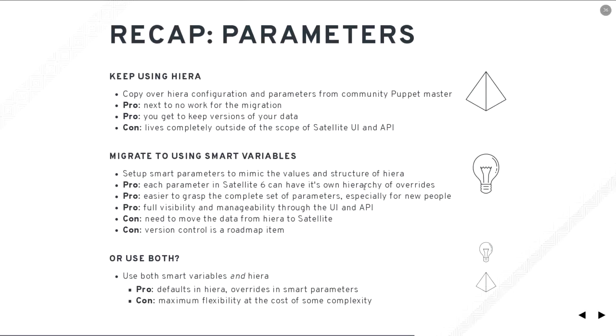Smart parameters are basically solving that problem of not being able to see your parameters. However, there is still a roadmap item to be fulfilled around putting your smart parameters in some kind of versioning system. So it's a trade-off between visibility and putting stuff in Git. And you need to pick what is most important for you. I have customers that do either one. I have customers that do both.